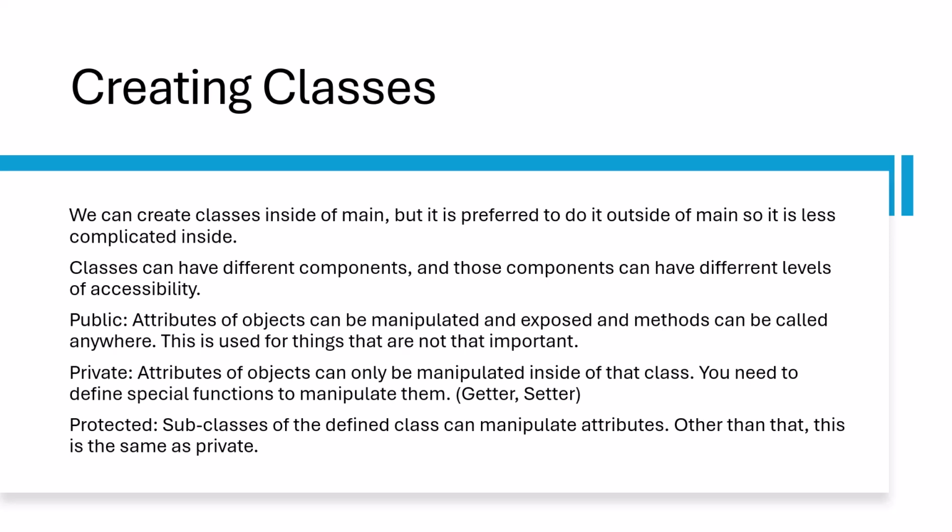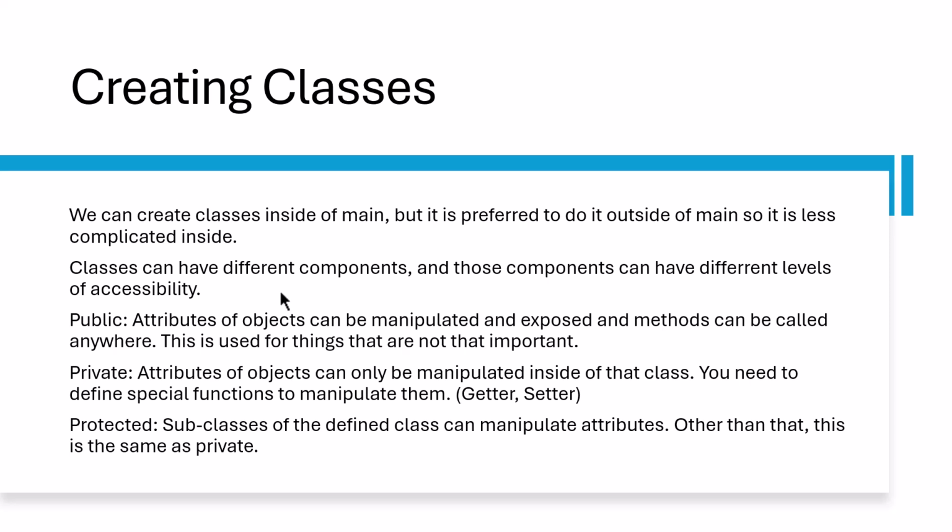Classes can have different components, and those components can have different levels of accessibility. What I mean by this is some of the components are accessible from anywhere. What this means is when you create an object under that class, some of the attributes of that object are accessible from anywhere in the code. You can go inside of any line and you can manipulate the data around them. Some of those attributes can only be accessed through the class, so you would need special functions to not only manipulate them and define new values for them, but also to be able to see them. You can't even go and view them inside of the code.